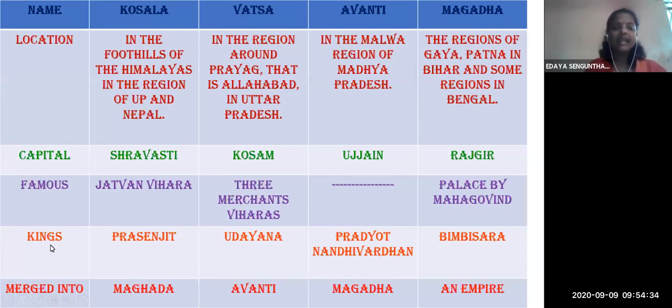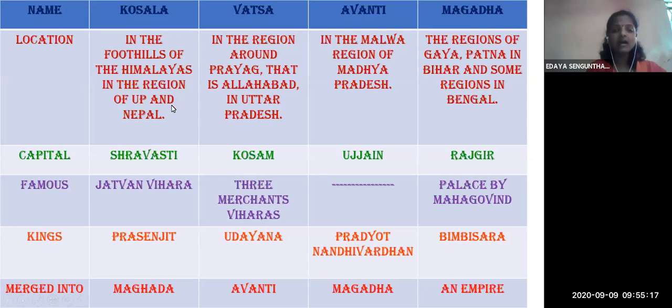Okay, you only read about the king. King's name. In Kosala, it's Prasenjit. Very good. And in Vatsa, it's Udayana. Okay, and next, Nandivardhan. Okay, and Bimbisara.